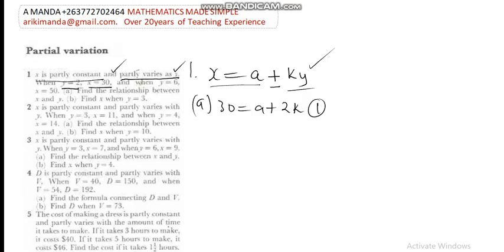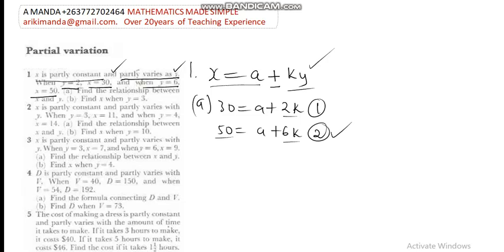The second part, we use these values. When y is 6, x is 50. Our second equation, in place of x, we write 50. Is equals to a plus y is 6. 6 times k, 6k, which is our second equation. Take note, equation 2 has higher values. There's a 50 versus a 30 there, a 6k versus a 2k.